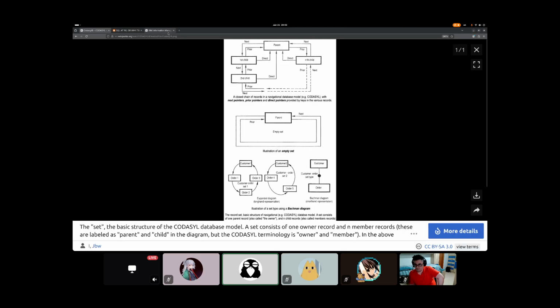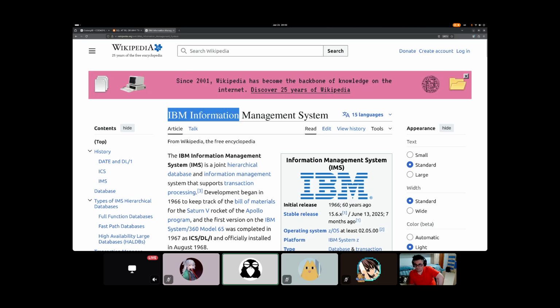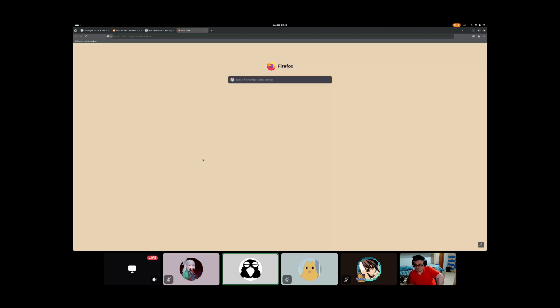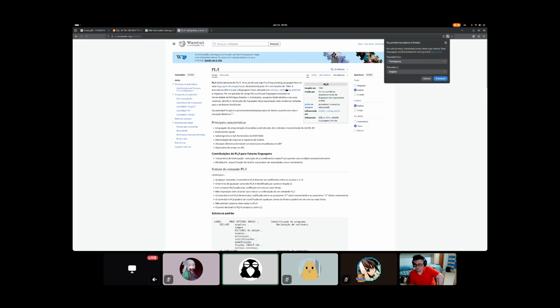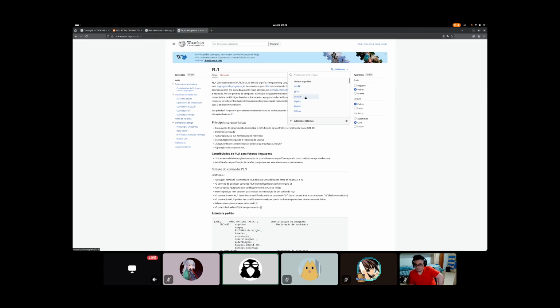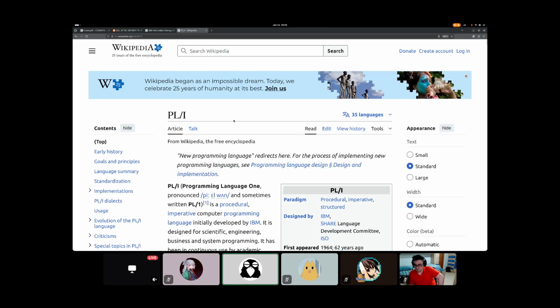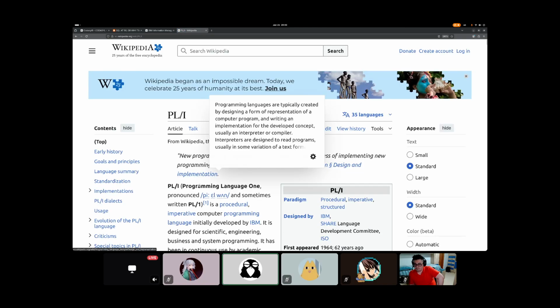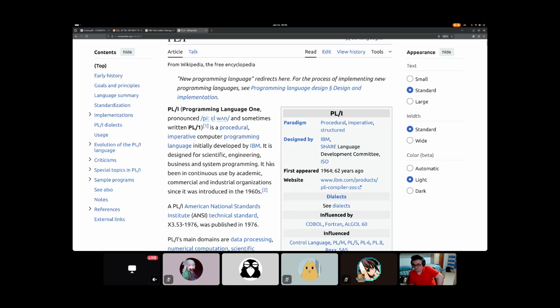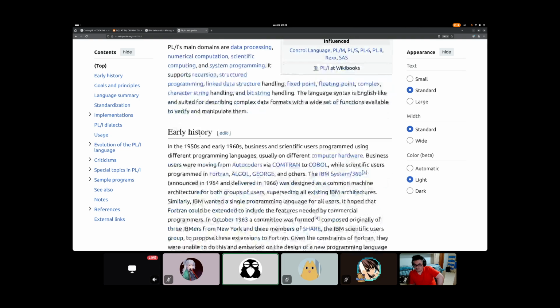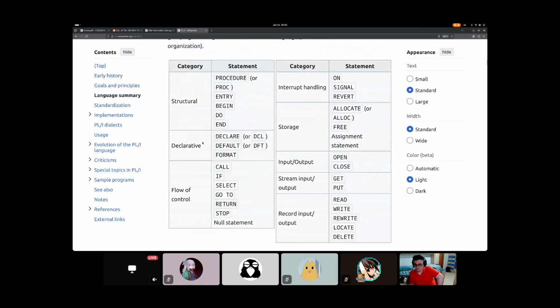I talked about the IMS, right? And then IBM had this thing called PL/1, Programming Language One. That's a very creative name for a language, right? It's also spelled with an actual one. So it was basically a procedural language that looks like this. Does it look like something?